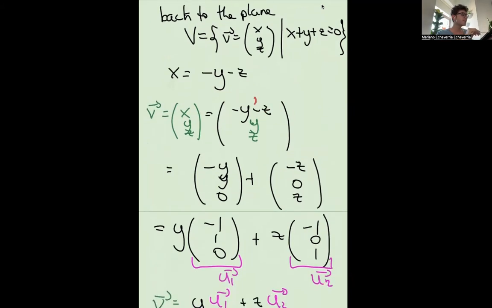Once you get to this stage, you see there's stuff that depends on y and there's stuff that depends on z. So I just split it according to the variable they depend on. Is that making sense?